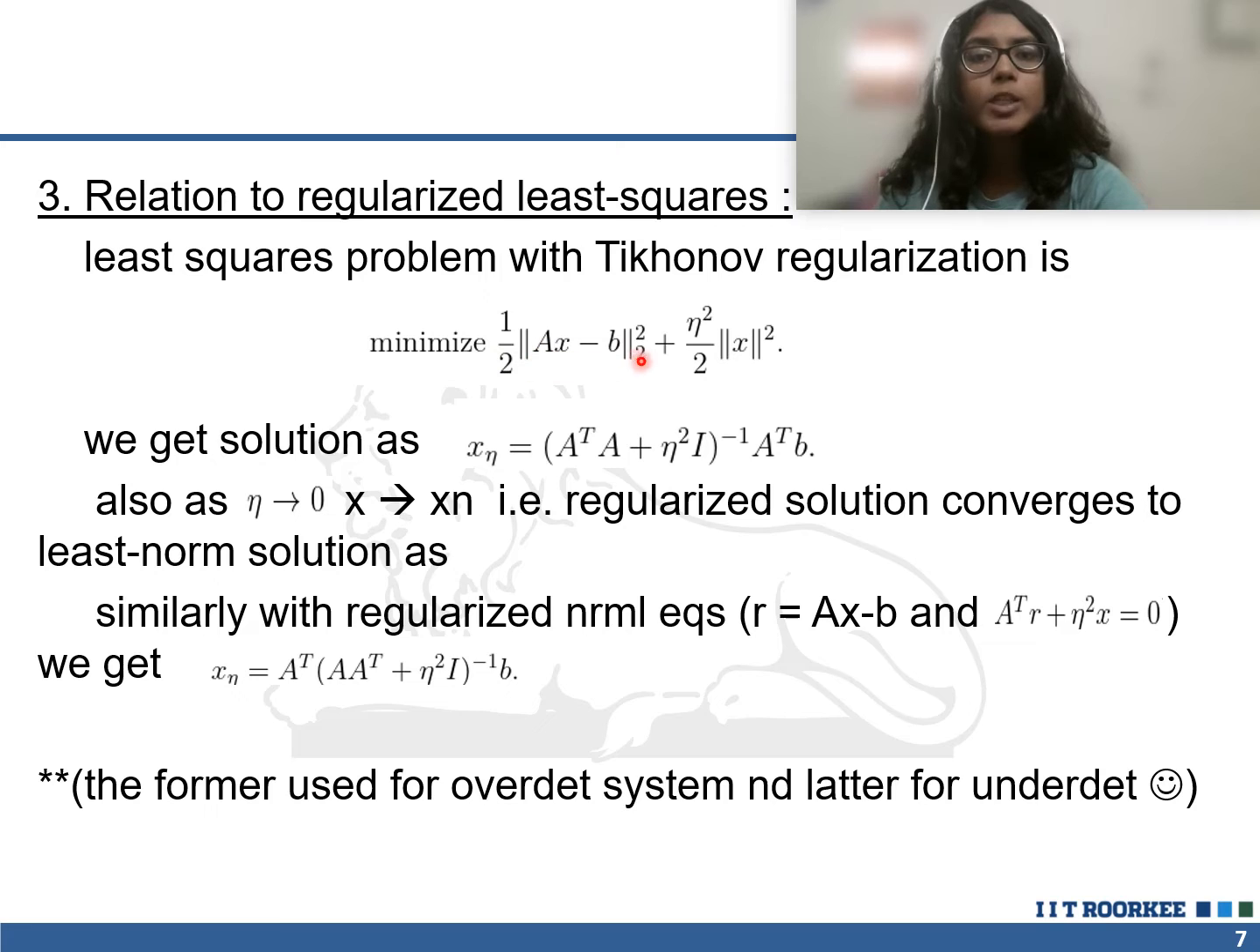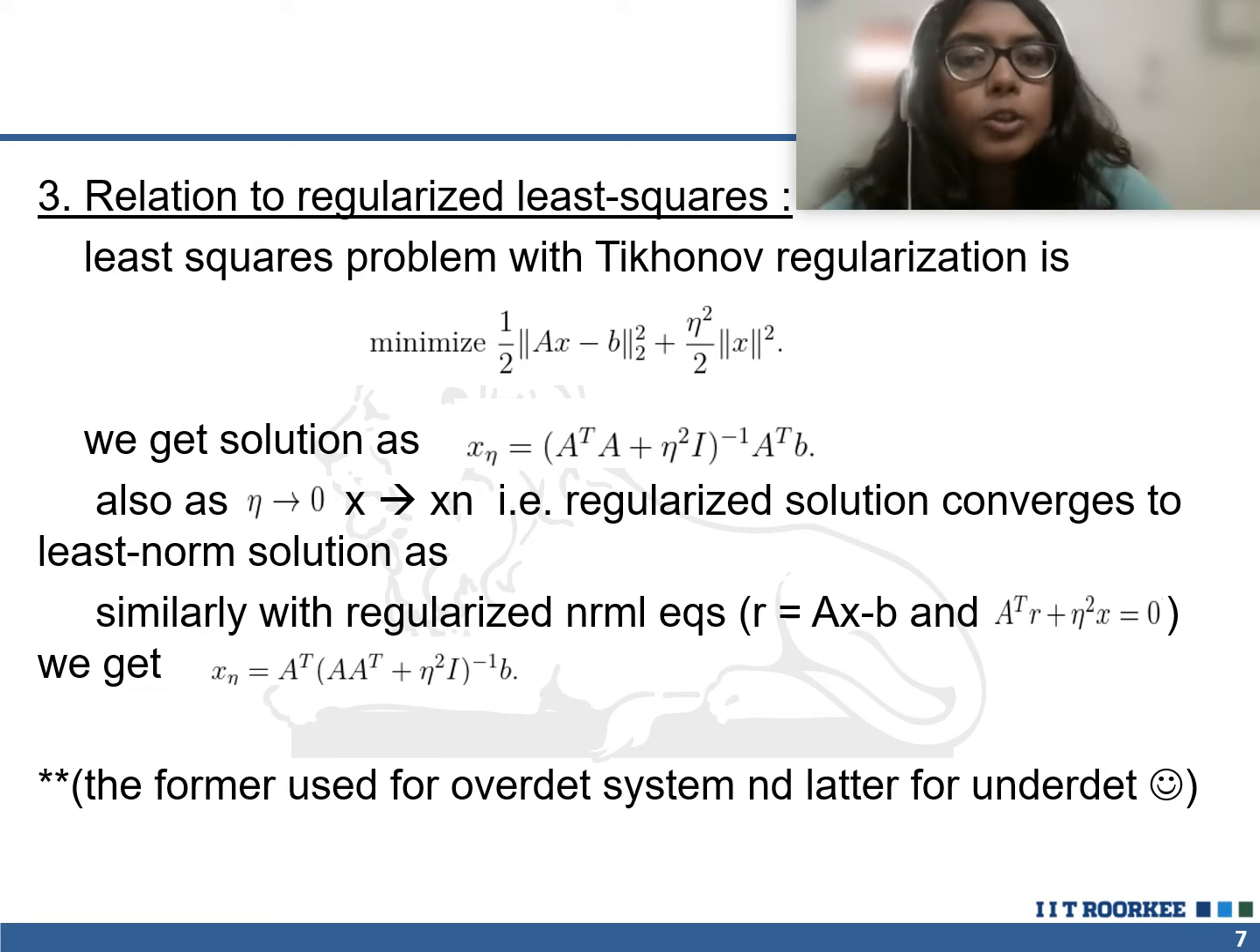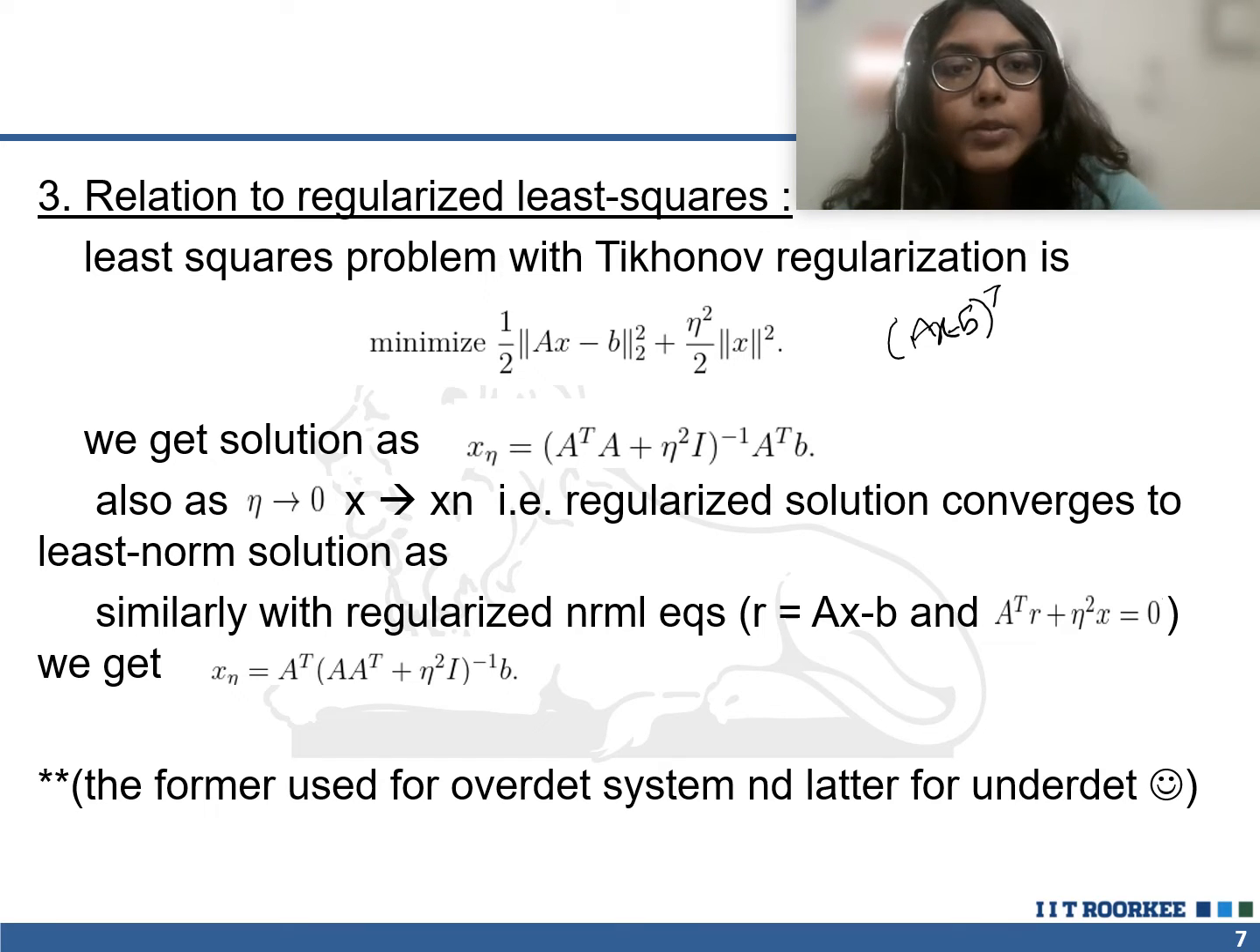And then half ||Ax - b||², where Ax - b is the residual, which we need to make 0. That is, we need to minimize this whole thing. So if we want to see the proof, it will be like half ||Ax - b||². We'll be writing ||Ax - b||² as (Ax - b) transpose into (Ax - b), plus η²/2 into ||x||².